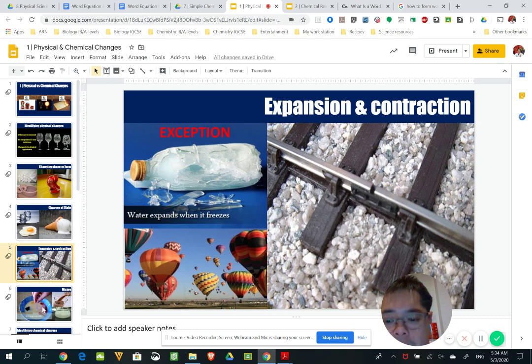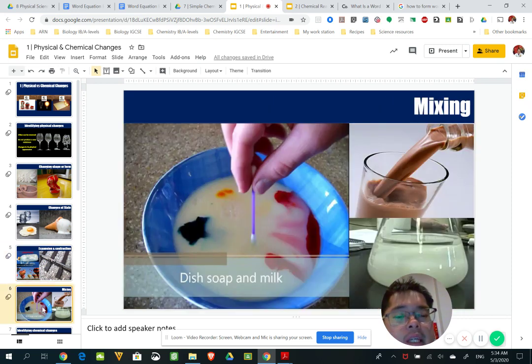Mixing is another physical change because you are not really forming a new product. You are still having the same product, it's just that it's been mixed, and there are different ways for you to separate these substances.